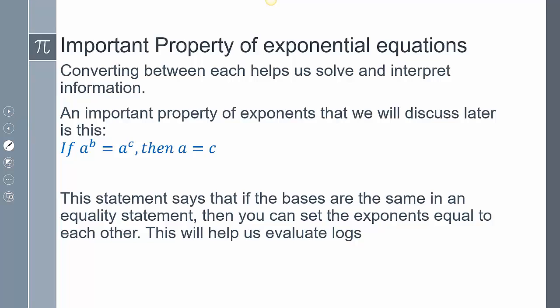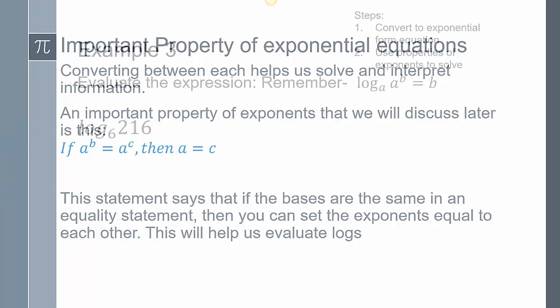Now, when we go through this process of evaluating, which is going to be our next thing, we want to take a look at this property here. This property says that if I have some base to some power equaling the same base to a different power, I can make the assumption that the powers are the same. So if a to the b equals a to the c, then the exponents b equals c. So bases are the same, set the exponents equal to each other. It's going to help us evaluate logs.